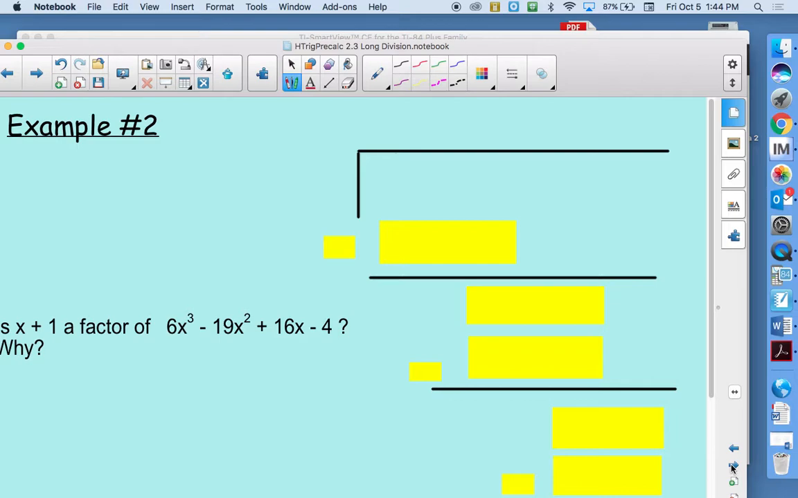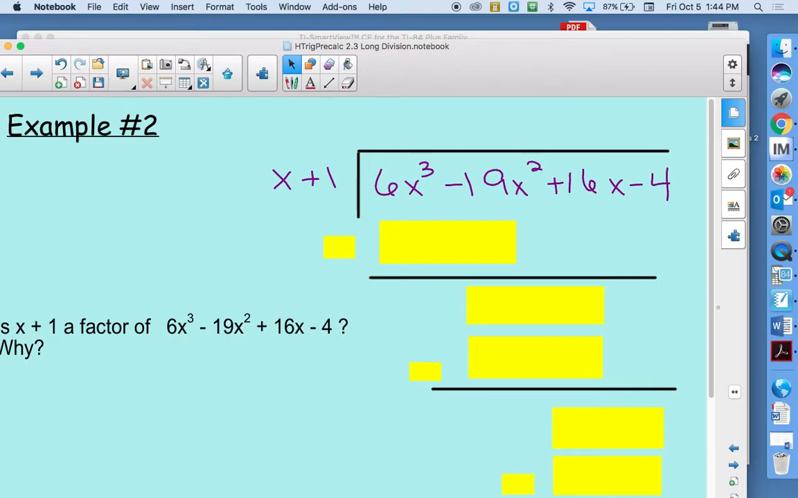Be proper. So whatever you're dividing goes underneath. We're trying to break this 6x cubed down. We're going to break it down with x plus 1 this time. So the question you'll ask yourself, how many times does x go into 6x cubed? Or what do you multiply by to make x become 6x cubed? And be really careful with the minus sign. Like that minus sign has to distribute to all the pieces.